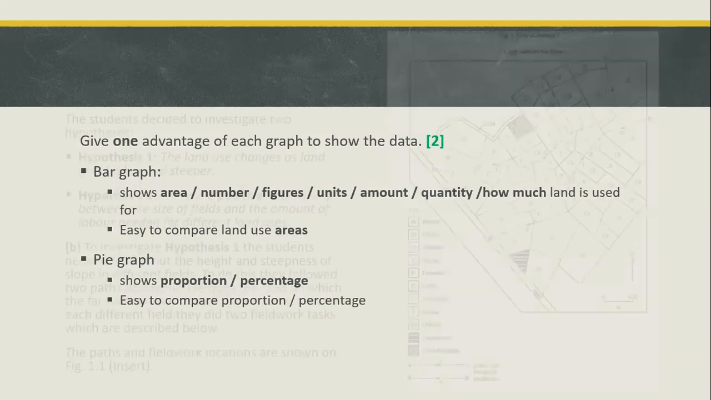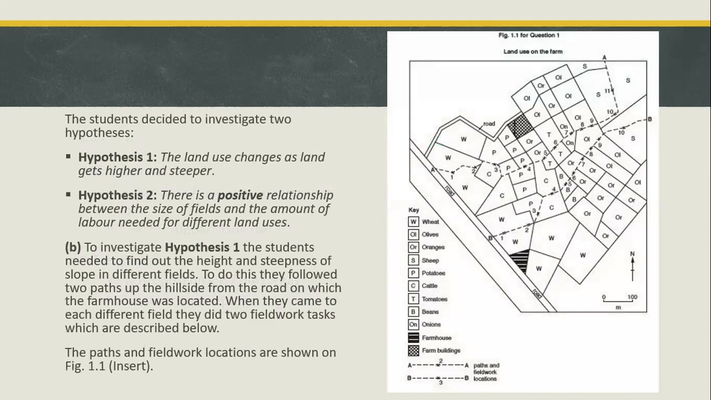Now we move on to the next question. The students decided to investigate two hypotheses. Hypothesis one, the land use changes as land gets higher and steeper. Hypothesis two, there is a positive relationship between the size of fields and the amount of labor needed for different land uses.